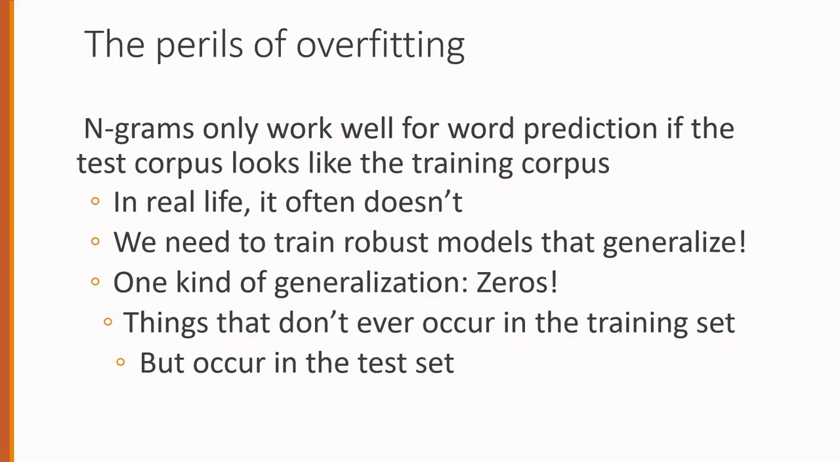Now, what are the perils of overfitting? The n-grams only work well for word predictions if the test corpus looks like the training corpus. Well, in real life, it doesn't often happen. Also, we need to train robust models that generalize. That is, we need to train on corpora that have different genres. One kind of generalization is the zeros, things that don't ever occur in the training set, but they do occur in the test set.